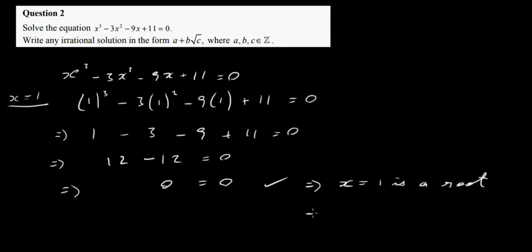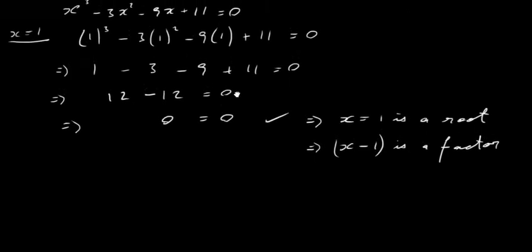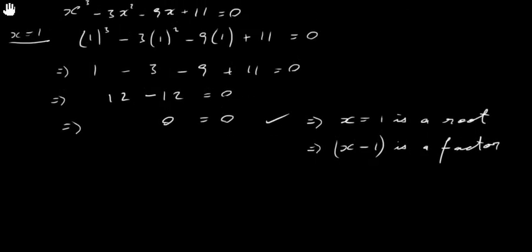So by the factor theorem, x minus 1 is a factor. In other words, x minus 1 will divide exactly into this thing here without a remainder. So we can use that idea to find the other factors. There are two ways of doing this, and I'll go through both methods, but I'm going to do it the long division way first.